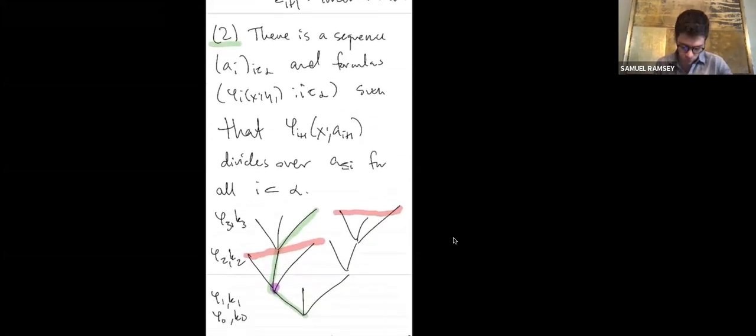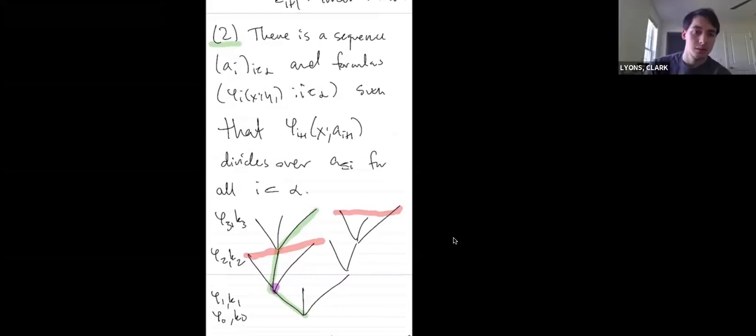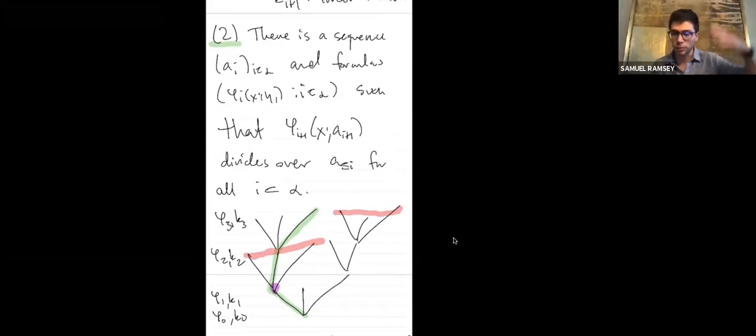And two, there's a sequence of parameters indexed by alpha, and formulas, and the (i+1)st formula divides over everything that came before. Okay, so that is an equivalence. These two things are the same.